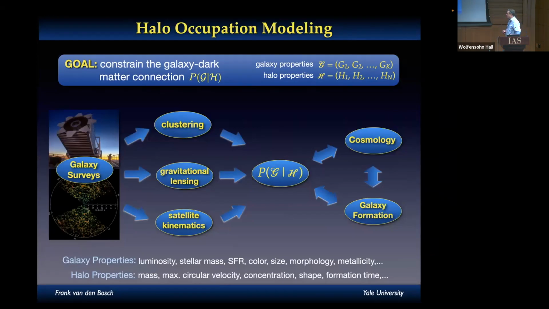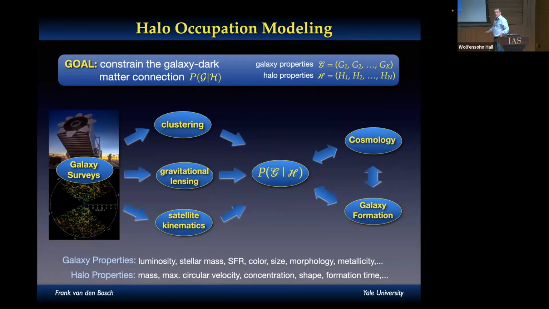So how do you constrain it? Well, you start with an observational galaxy survey, ideally a redshift survey, and from that you can construct a number of different summary statistics. You can look at the clustering of the galaxies, for example, as a function of luminosity. You can look at gravitational lensing of background sources, okay? And that tells you something about the masses of the halos associated with these galaxies.